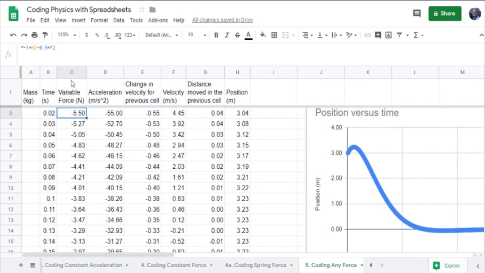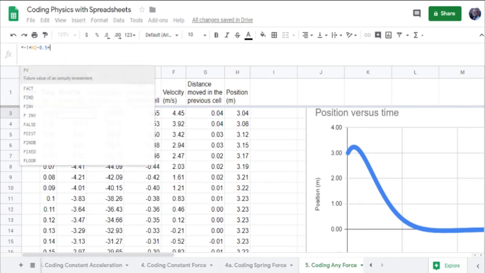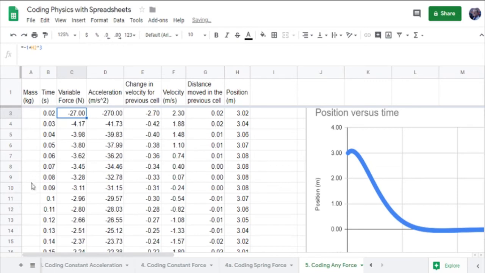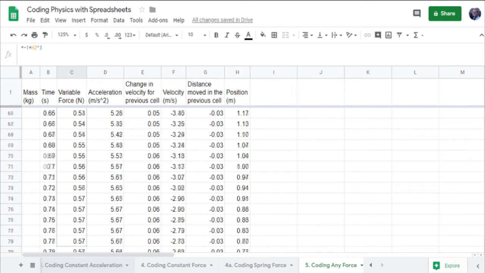You can change this force to any formula that you want. You don't have to just build on the spring force. Let's suppose you have this thing as -1 times the position cubed instead of the position to the first power, right? This is like a super spring. It's a super strong spring. So let's fill this all the way down to 416, I think it was.